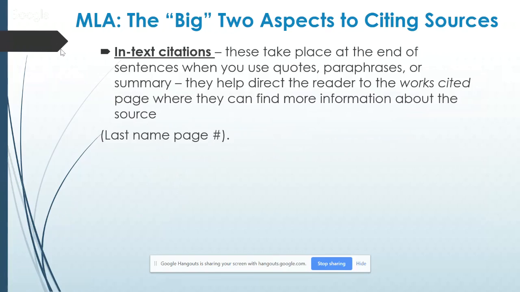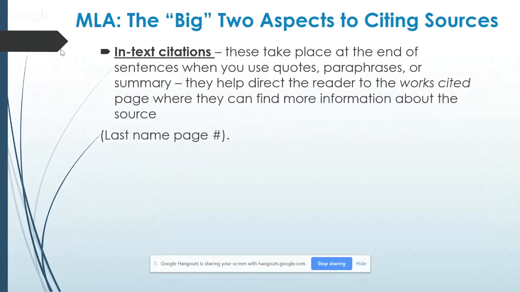So an in-text citation at the end of your quotes usually will look like this: last name and page number. I'll open up a Word document here and show you in just a second. That way you can see these examples.